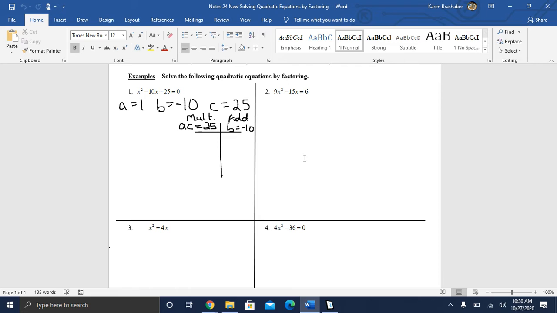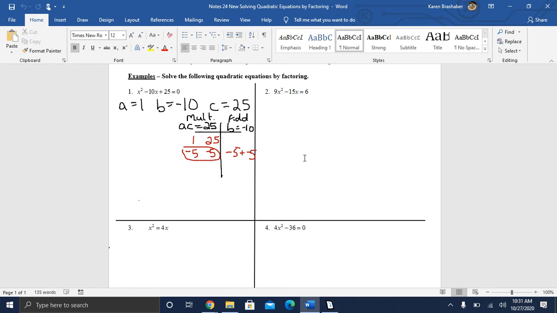So when we think about all of the factors that multiply to 25, we would have 1 and 25, but that won't add to negative 10. And then we have 5 and 5. Now, 5 and 5 will add to 10. If we make both of these negative, they'll still multiply to a positive 25, and they will add to negative 10. So this is our pair that we're going to be working with.